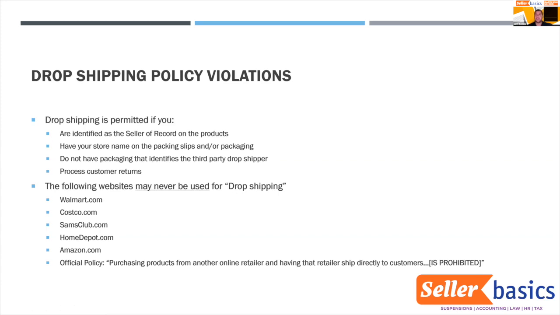That's absolutely against policy. Purchasing goods from another online retailer and having that retailer ship directly to customers is prohibited by the seller code of conduct. So the following websites should never be used for drop shipping: Walmart.com, Costco, Sam's Club, Home Depot, and especially not Amazon.com. You can't list a product on Amazon and then use Amazon to fulfill the product via FBA when the order comes in. You will get busted for that one.